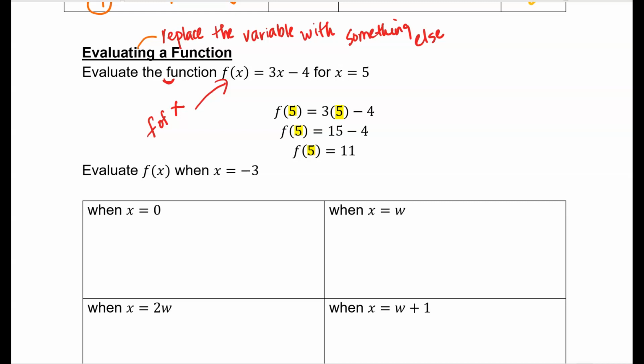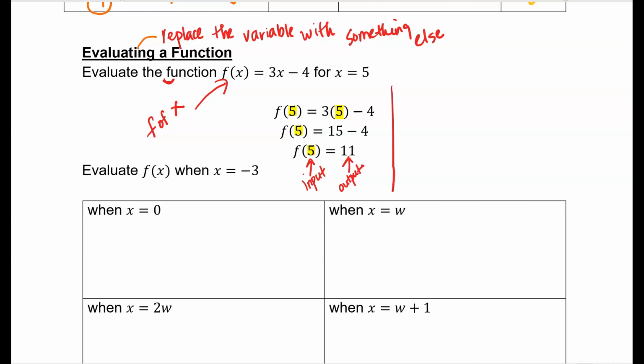Next, we rewrite the left side, f of 5, because there is nothing to compute on the left side. It just represents a function saying that we are inputting 5 into this function. 3 times 5 is 15 minus 4, which is 11. So f of 5 equals 11. What does it mean? When we input 5, 5 is our input, and our output is 11.